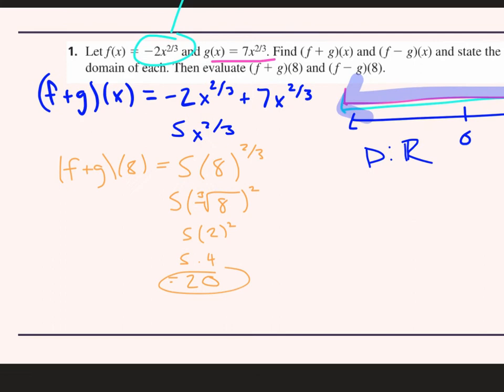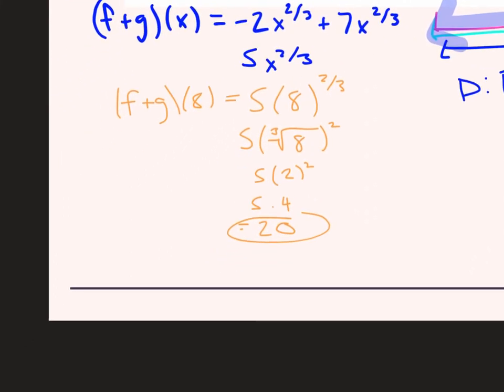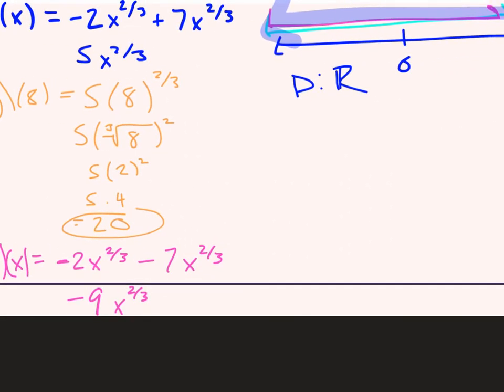Now we need to do it all again for f minus g of x. So f minus g of x. Now we just subtract our function. So we have negative 2x to the power of 2/3 minus 7x to the power of 2/3. What do we get when we subtract these now? Negative 9x to the power of 2/3. So this is our new function.